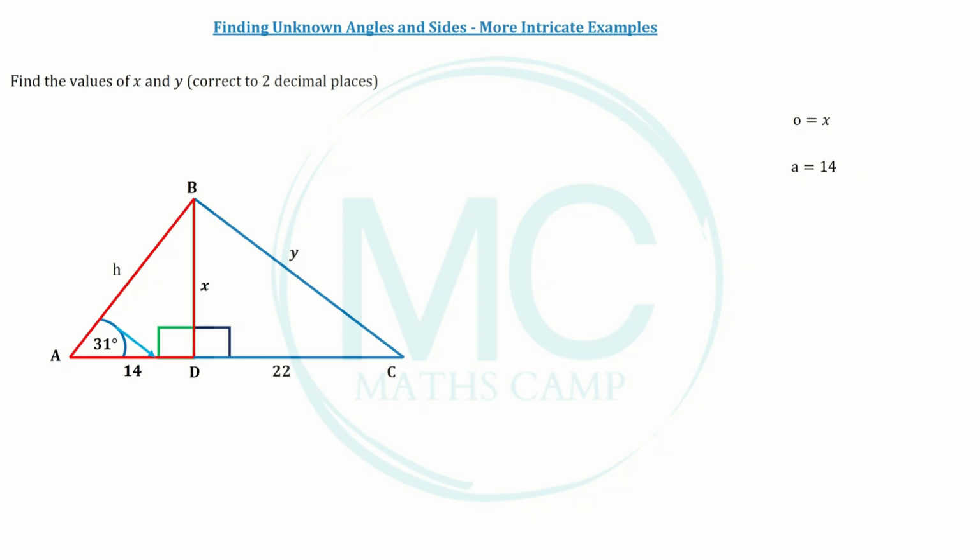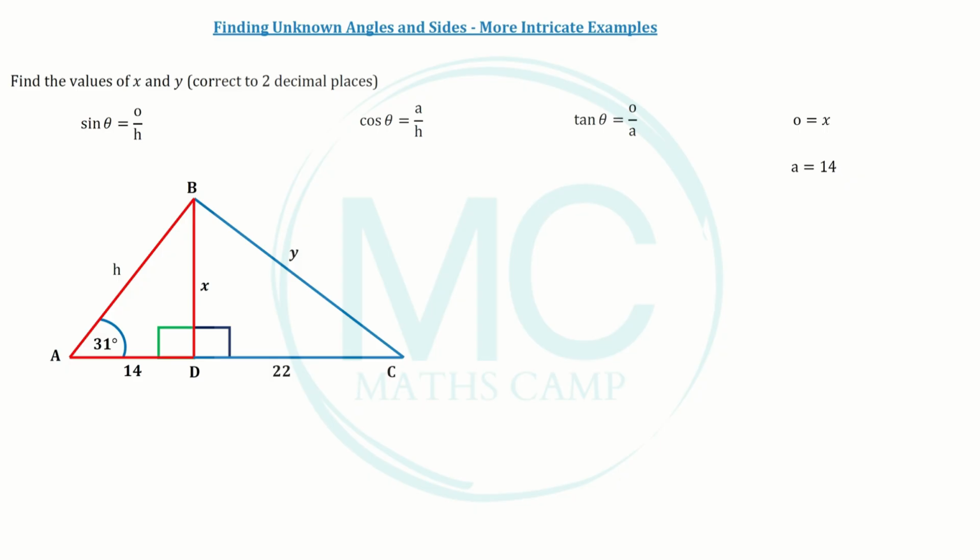Now we need our trigonometric ratios. So let's write them at the top of the page. Sine theta is equal to opposite over hypotenuse. Cos theta is equal to the adjacent over the hypotenuse. And tan theta is equal to the opposite over adjacent side.